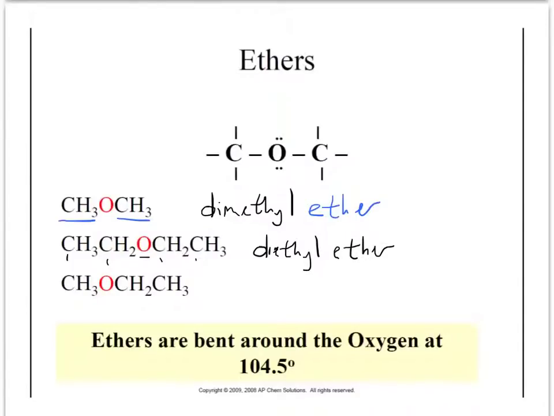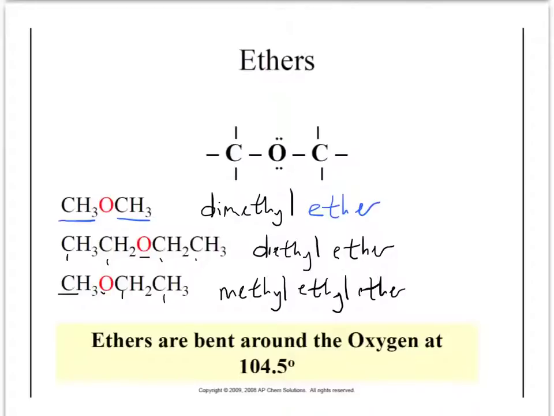And the third one, there's our ether group, and on the left side we've got 1 carbon, on the right side we've got 2 carbons. That would make this one methyl ethyl ether. Isn't that one kind of cool? Methyl ethyl ether. You should name a kid or a dog or a cat or something that.